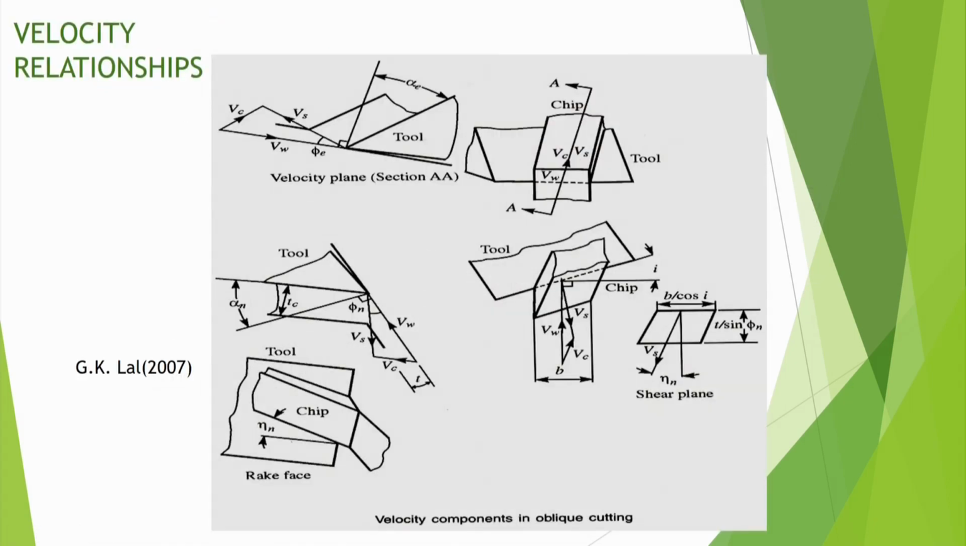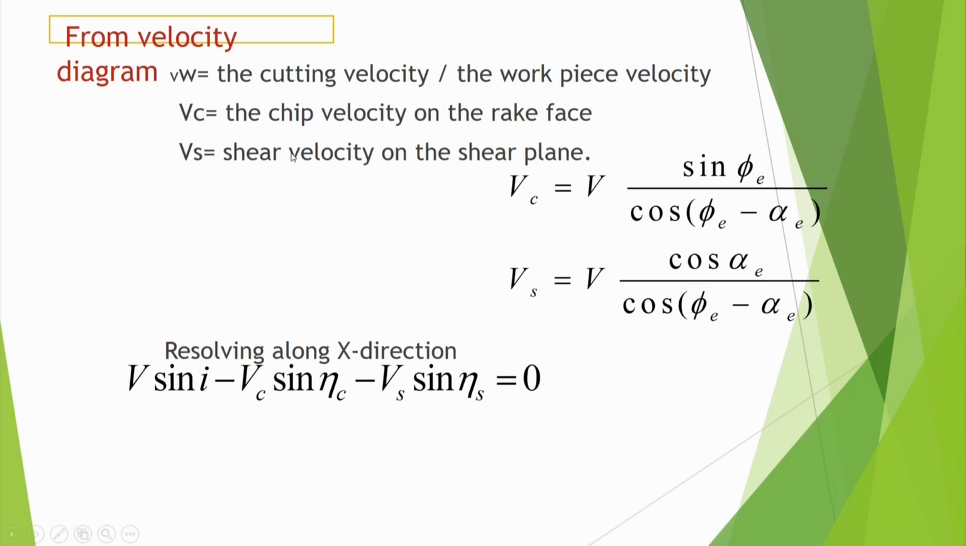We will discuss this in the next slide. Now we see in that diagram VW is the cutting velocity, or it can be the workpiece velocity, and Vc is the chip velocity on the rake face, and Vs is the shear velocity on the shear plane. Then you have this type of relation, like you have in Merchant's force diagram, that Vc is equal to V times sin phi e by cos phi e minus alpha e, but now these are the two values, that means two rake angle.